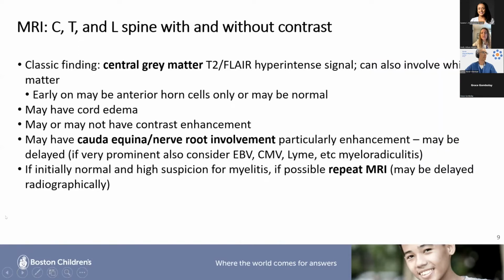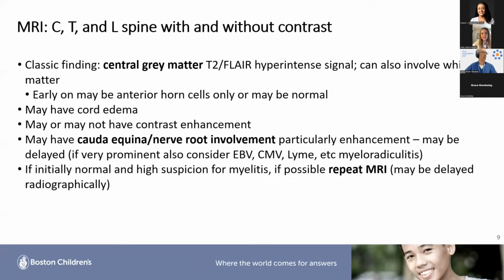So in terms of radiographic evaluation for these patients, we recommend MRI of the entire spine, C, T and L spine, ideally with and without contrast. But if a patient is unable to tolerate a very prolonged scan, at least doing it with contrast, if there are no contraindications to contrast, is quite important.